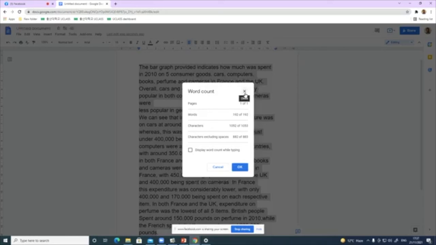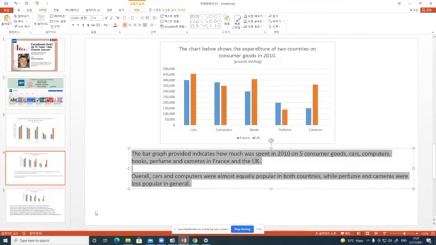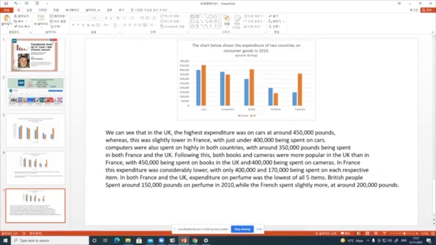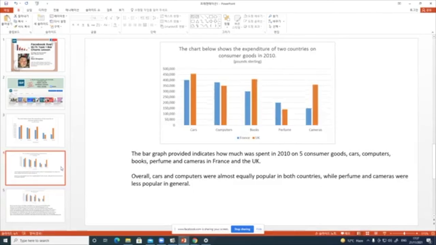Oh no, we're miles over. 192 words have been written. I thought we'd be under. I think it's the big font that I've been using. It looks much bigger and it looks like less words, but there we go. Okay, guys, so that is how I would approach this question.